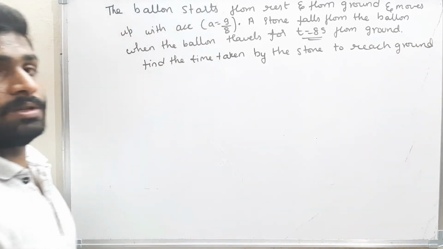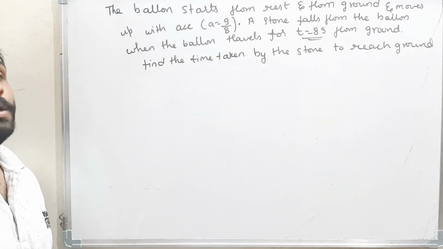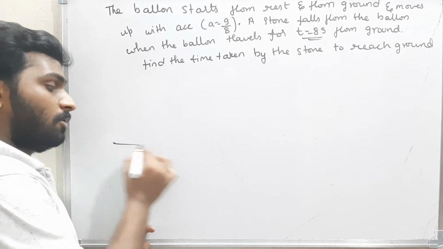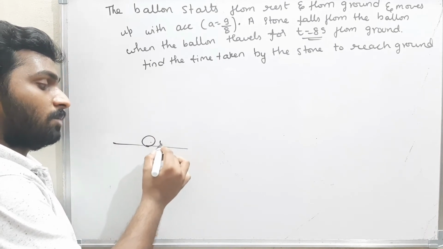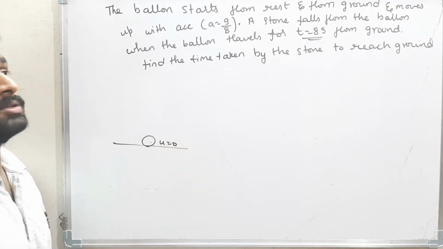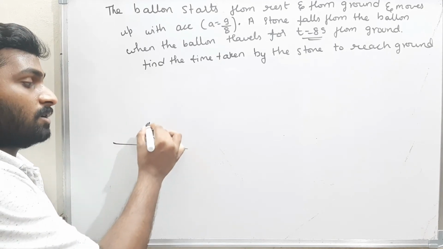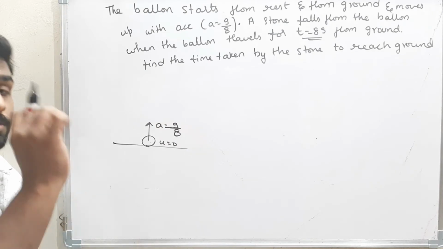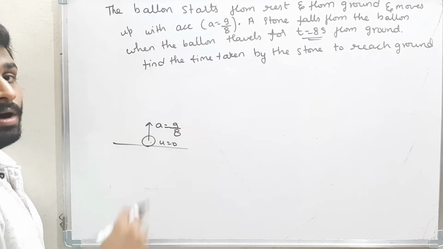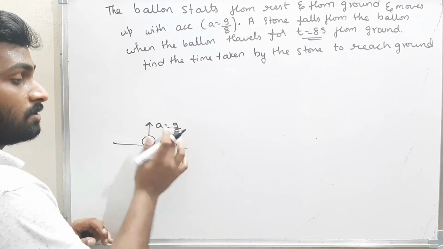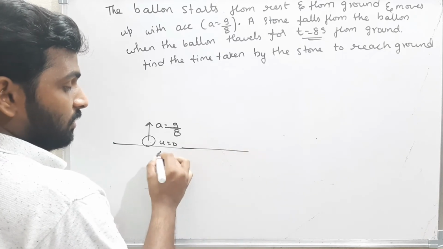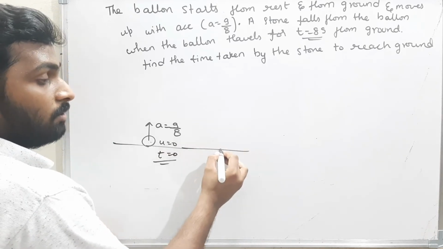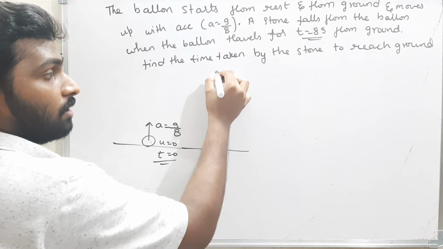See the question carefully, read the question carefully. The balloon starts from the rest, that means the balloon is from the ground and it is starting from rest, that means u is equal to 0, and it is moving up with an acceleration. The acceleration is equal to g by 8. Now a small stone which is on the balloon falls after time t is equal to 8 seconds. That means that is t is equal to 0. This is the condition.